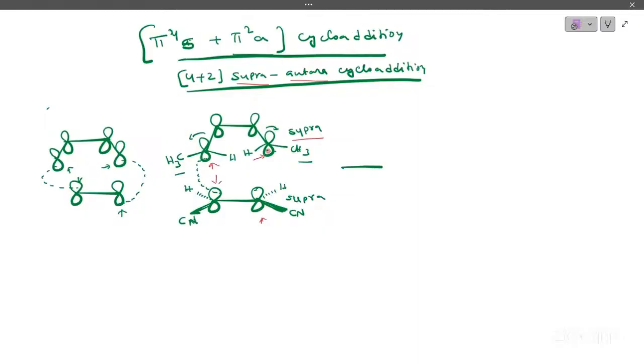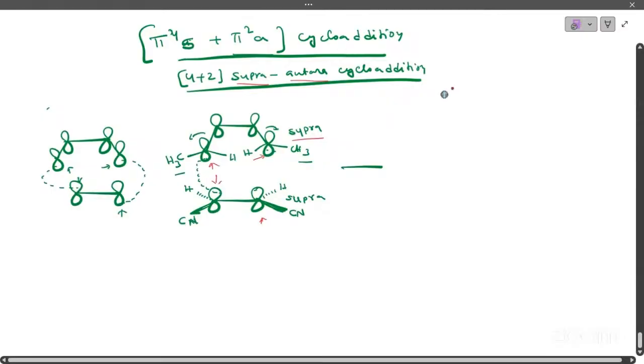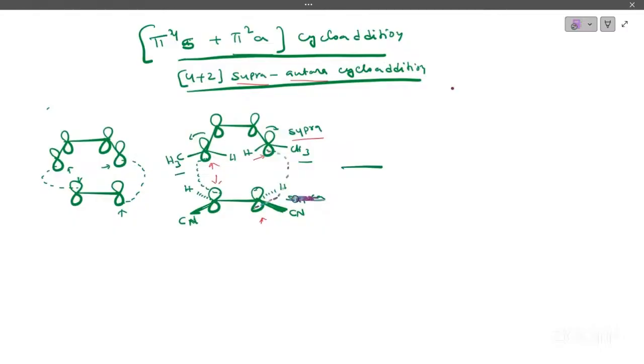Now you can mix it up. Show the interaction. This one is the interaction. Therefore, this one is not supra. It is antara. Antara mode of interaction.